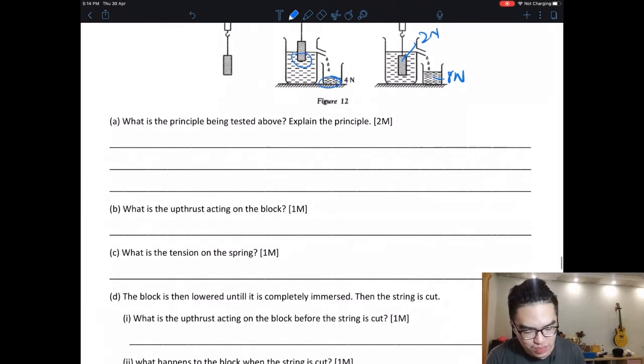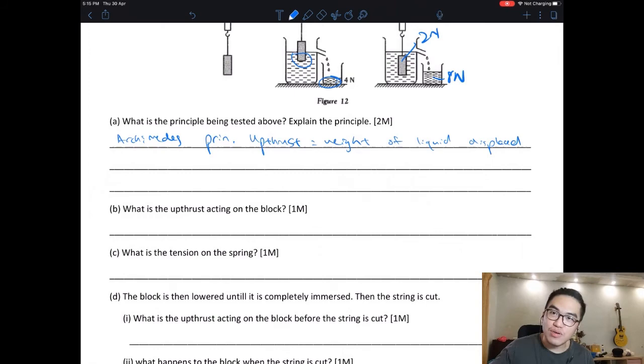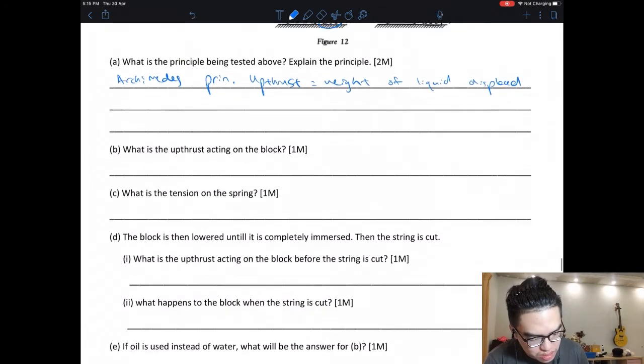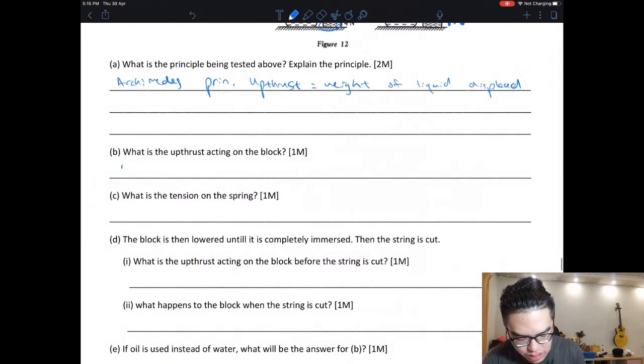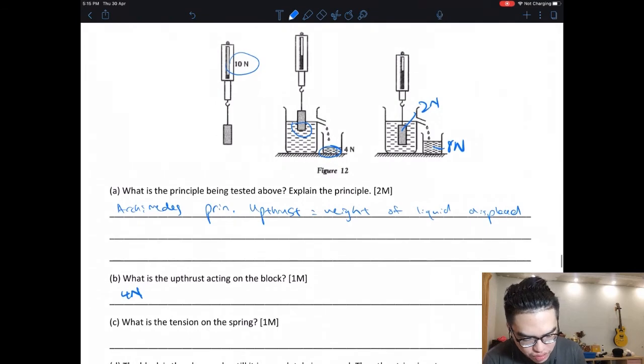So what principle is being tested above? Archimedes' principle. Explain the principle. What does Archimedes say? Upthrust is equal to the weight of liquid displaced. This means however much water I push away will push back the same amount to me. What's the upthrust acting on the block? 4 Newton. What is the tension in the spring? So 10 minus 4, I should get 6.